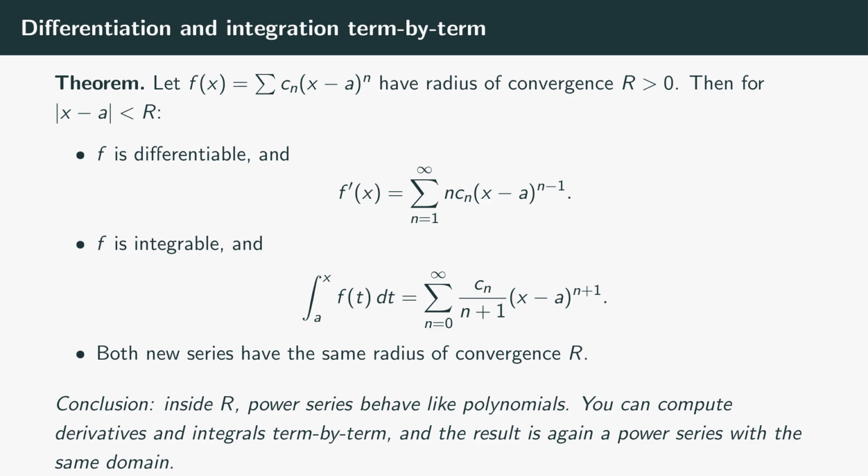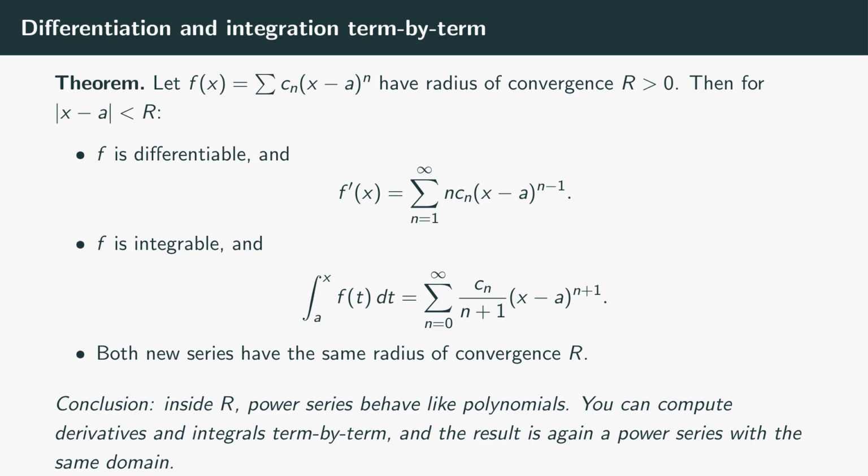If f of x equals the sum of c sub n times the quantity x minus a to the n converges for the absolute value of x minus a less than r, then inside that interval f is differentiable with f prime of x equals the sum of n times c sub n times the quantity x minus a to the n minus 1, that's the derivative of each term, and f is integrable with the integral from a to x of f of t dt equals the sum of c sub n times the quantity x minus a to the n plus 1 over n plus 1, and the radius of convergence of both the differentiated series and the integrated series equals r.